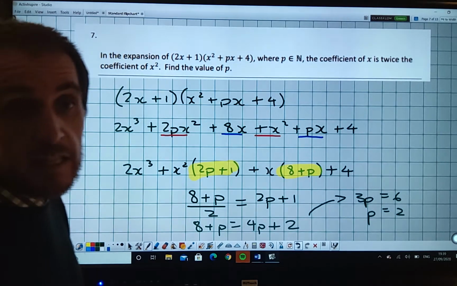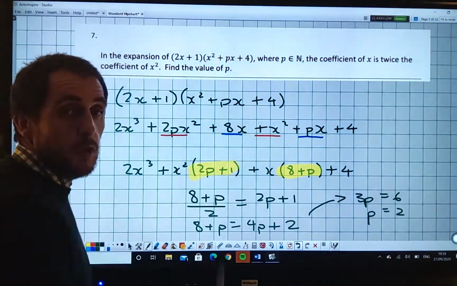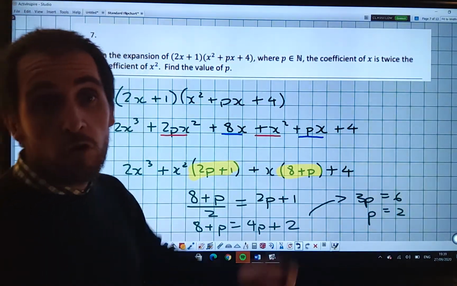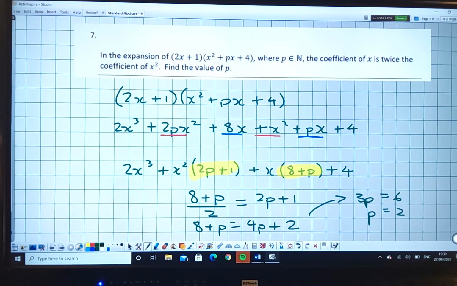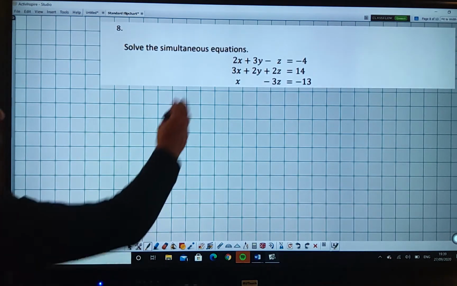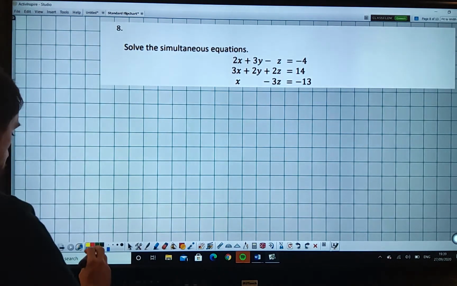And again, what are the skills there? The skill sets: multiplying it out, a bit of factorising, and then your understanding of what they're asking. So again, any problems on any of these, just let me know. You can email me. And now this last one, okay?